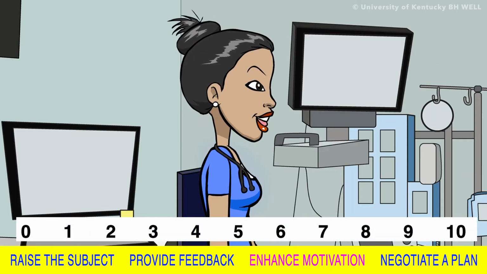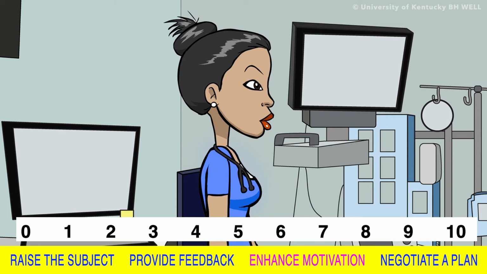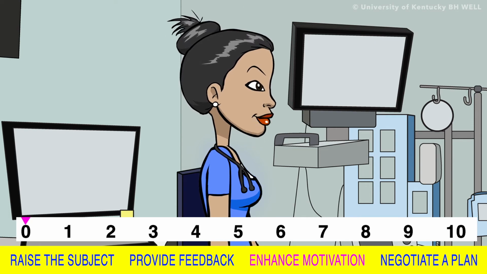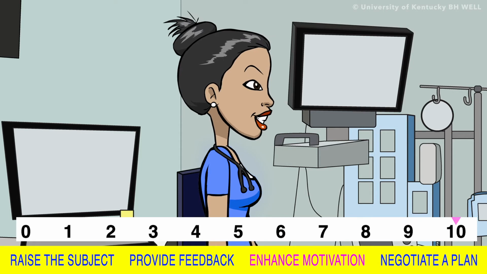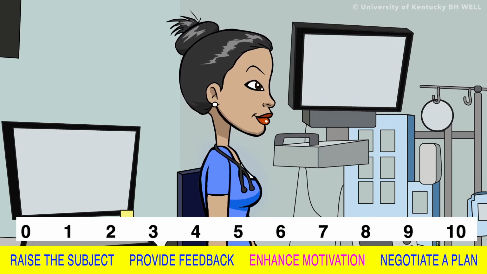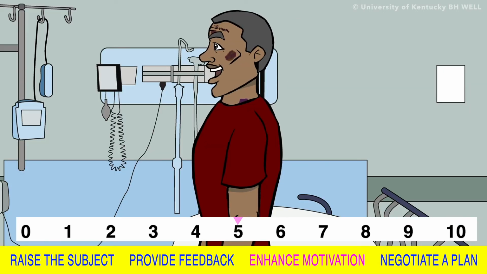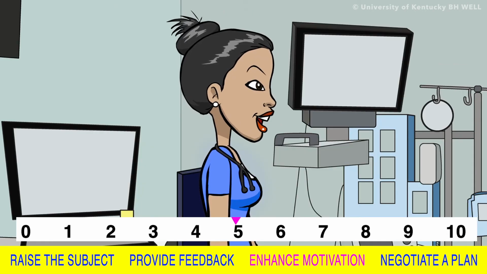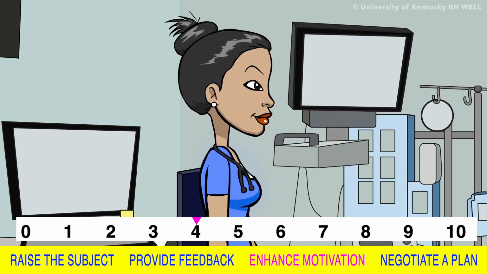On a scale of 0 to 10, how important is it that you cut down on your drinking? 0 means not important, and 10 means very important. Using that scale, how important is it that you cut down on your alcohol? Maybe a 5? Tell me why you chose a 5 and not a 3 or a 4.